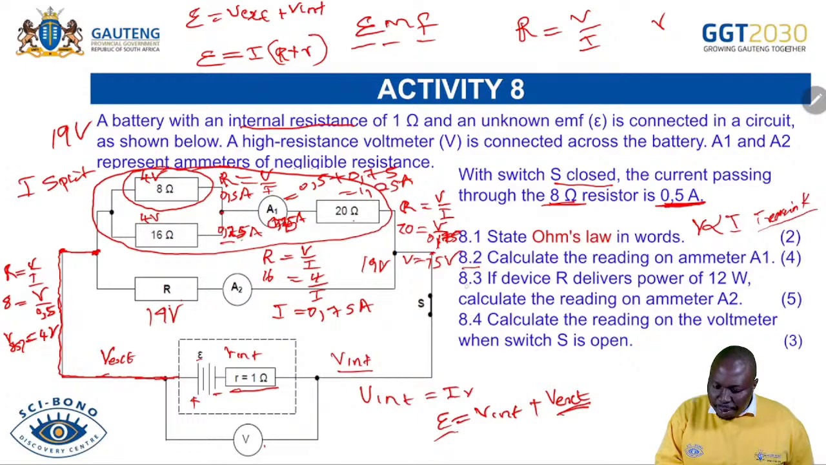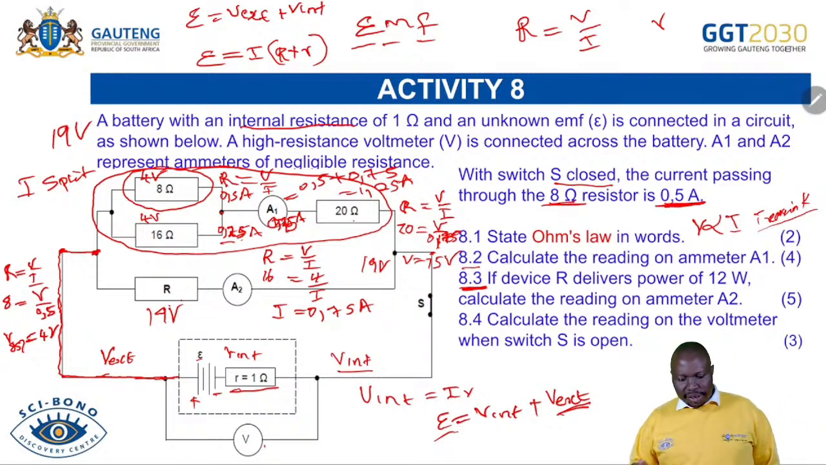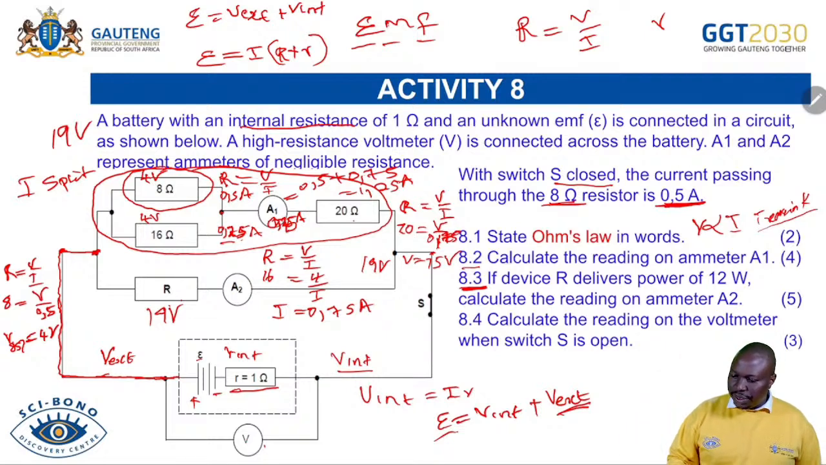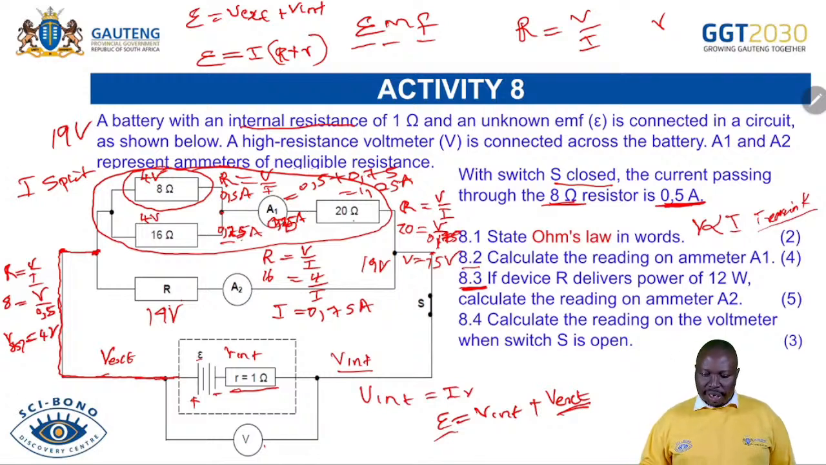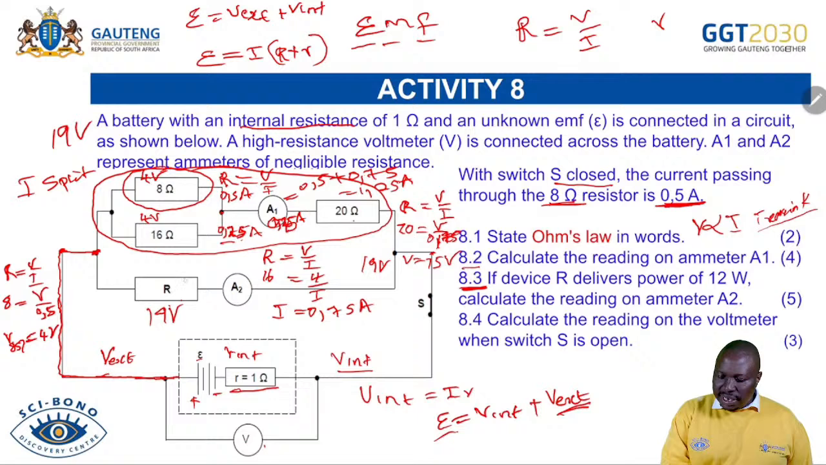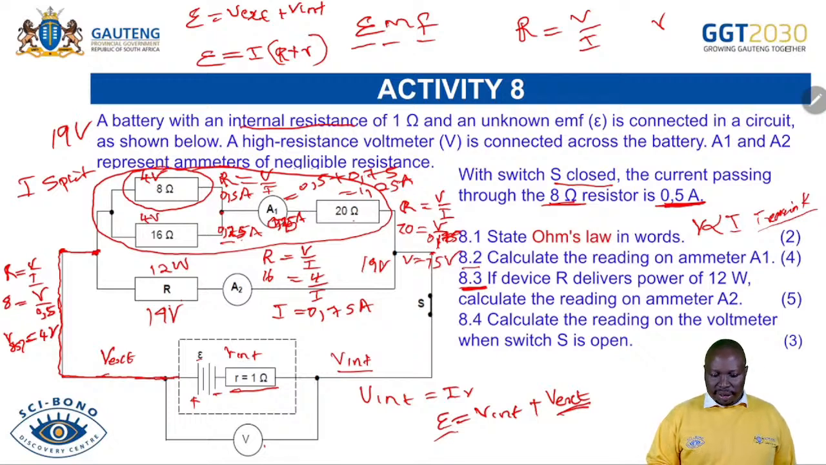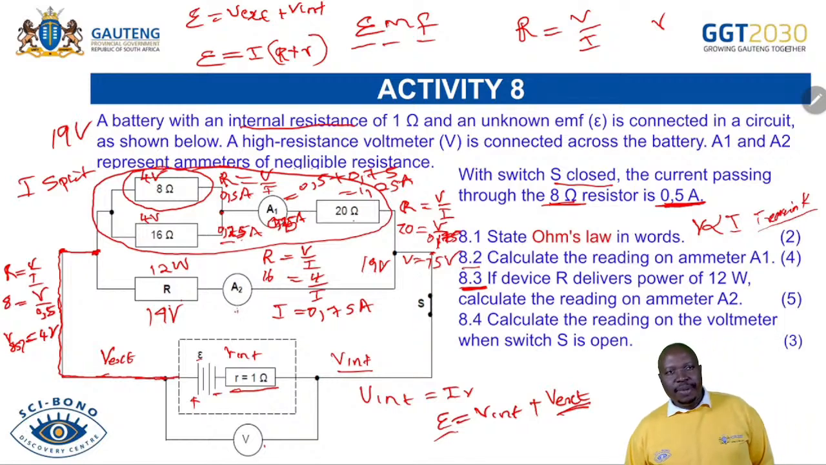Now let's look at 8.3 for 5 marks. So this one is the question. It's the question that makes this a right question. So now you are given power here to say power is 12 watts. Power is 12 watts. Calculate the reading A2. So what we want is the current of A2. So that is for 5 marks.